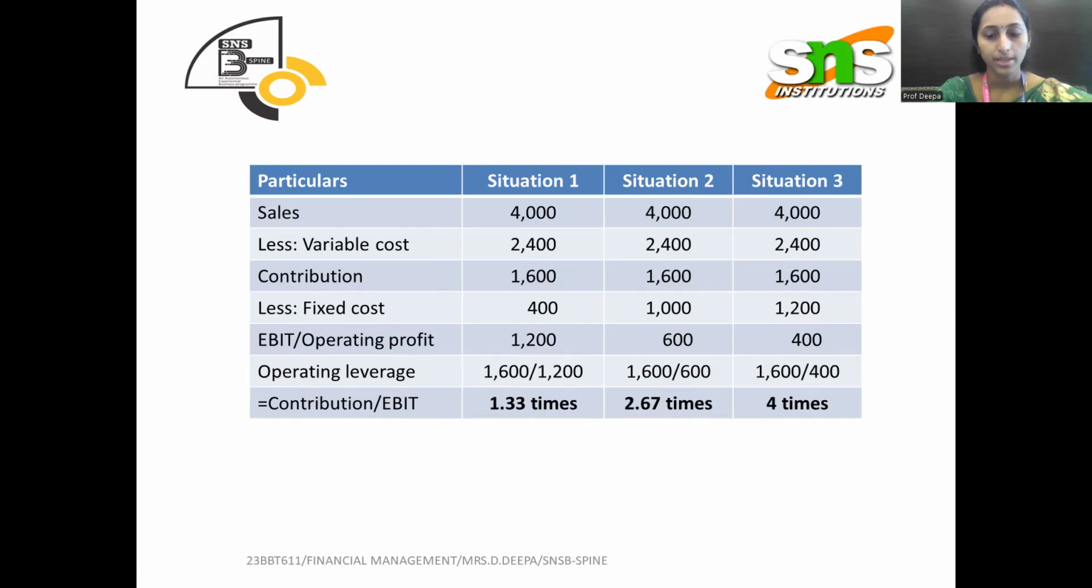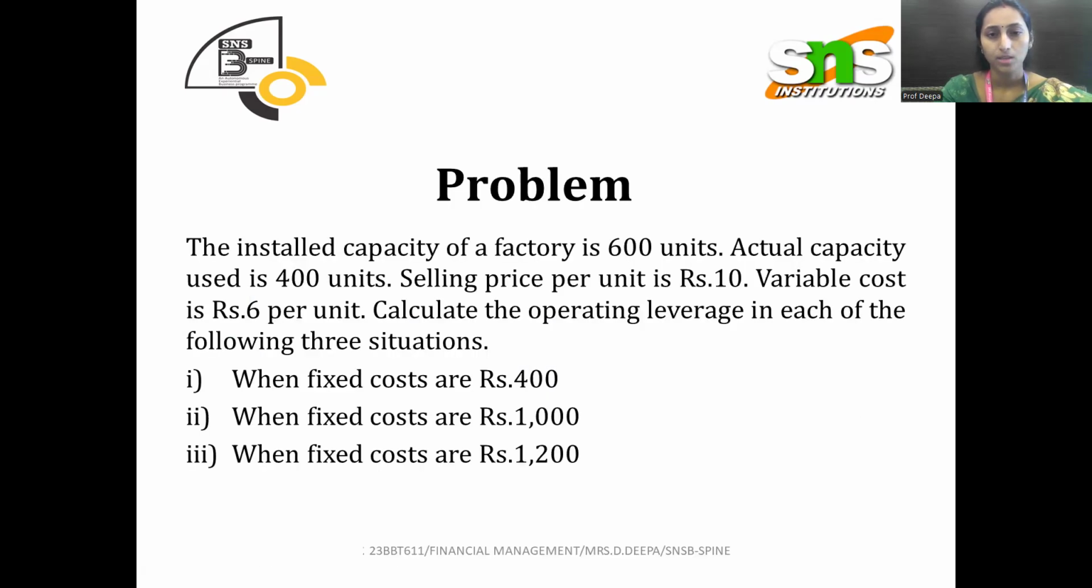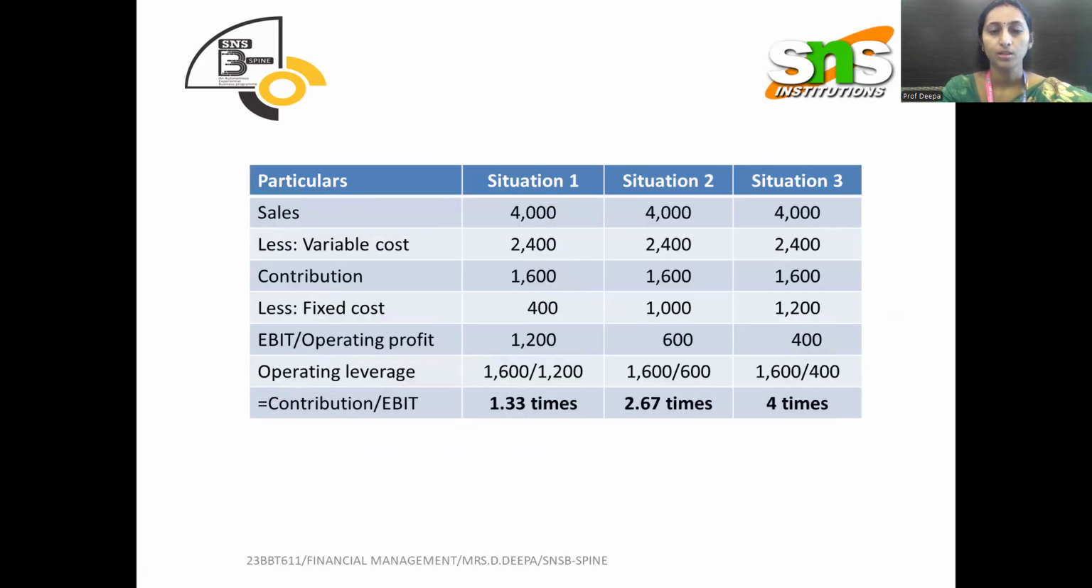Next, variable cost. Variable cost is rupees 6 per unit, and 400 units have been manufactured. So 400 into 6, variable cost is 2,400 for all three situations. As per the format, sales minus variable cost gives contribution, so 1,600 for all three.